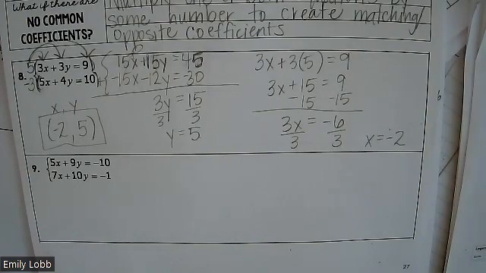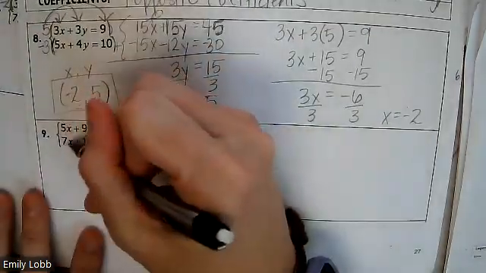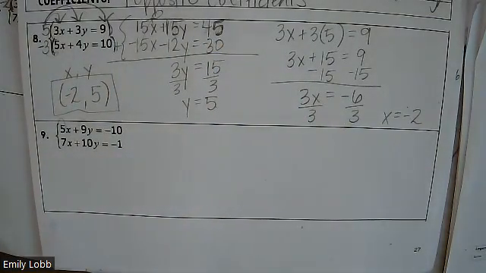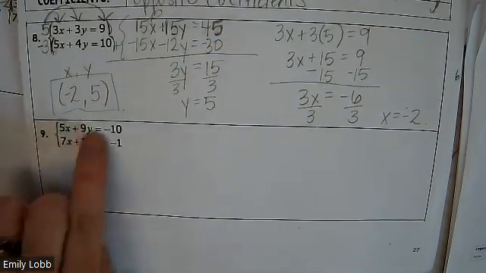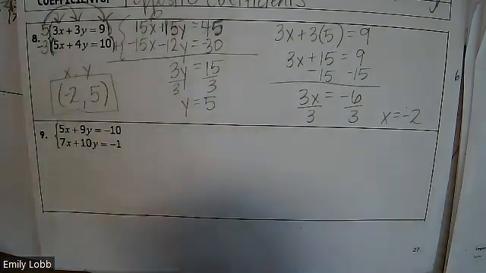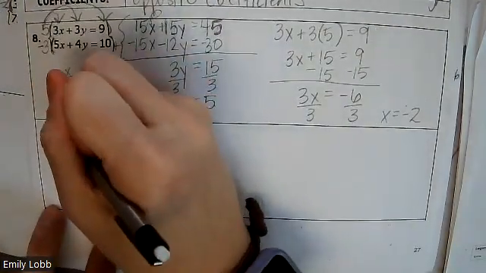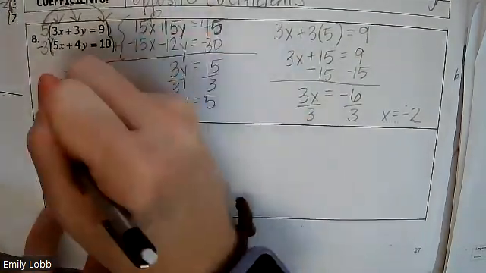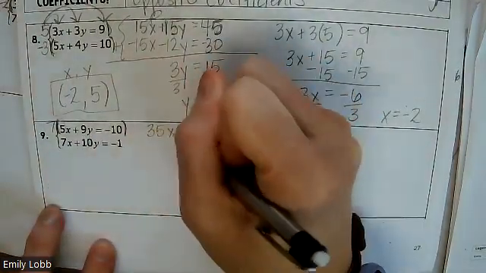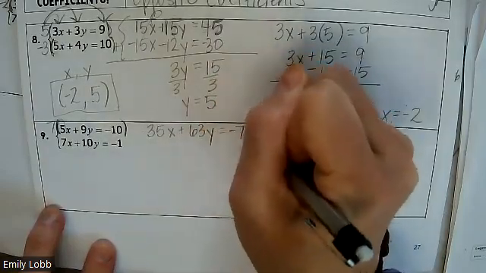Okay. Look at number 9. I'm trying to get these two to match or these two to match. I've got to multiply them both. So do we want to get our x's to match or our y's to match? X's. So I have to multiply them essentially by the other thing. So I have to take a 7 through here. If I do that, 35x plus 63y is equal to negative 70.